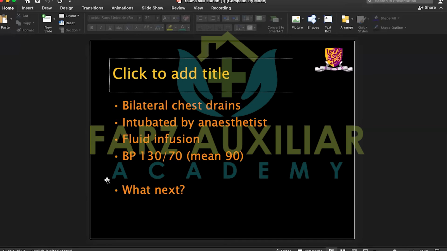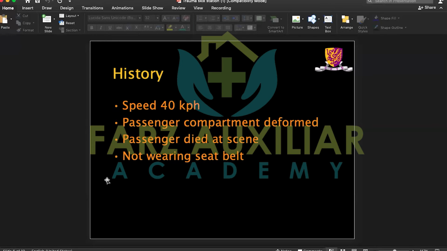Okay, so from the hemodynamic point of view, this patient has improved, but there is a bilateral chest drain and this patient is already on a ventilator. So his GCS is low. Now after stabilization of the ABC, we have to assess the disability and immediately shift the patient to CT scan, because since the GCS is low, we need to find out why the GCS is low. And this is the typical history given for this patient.